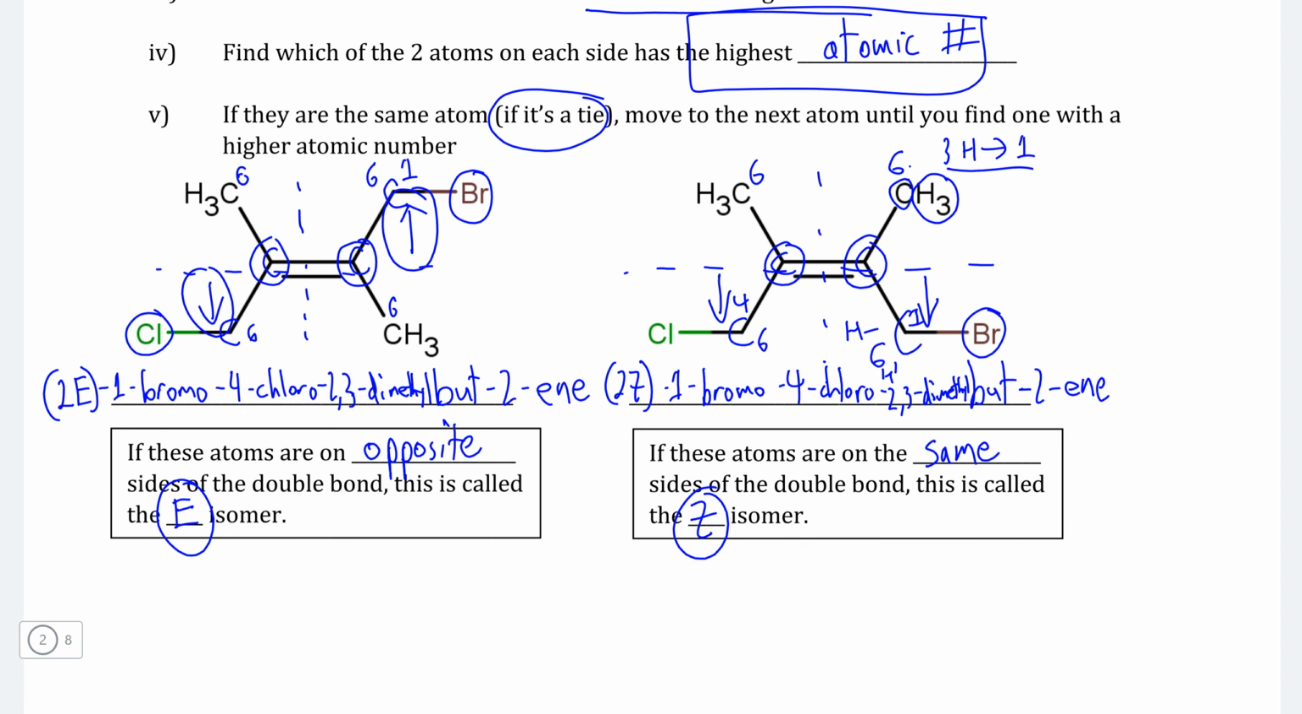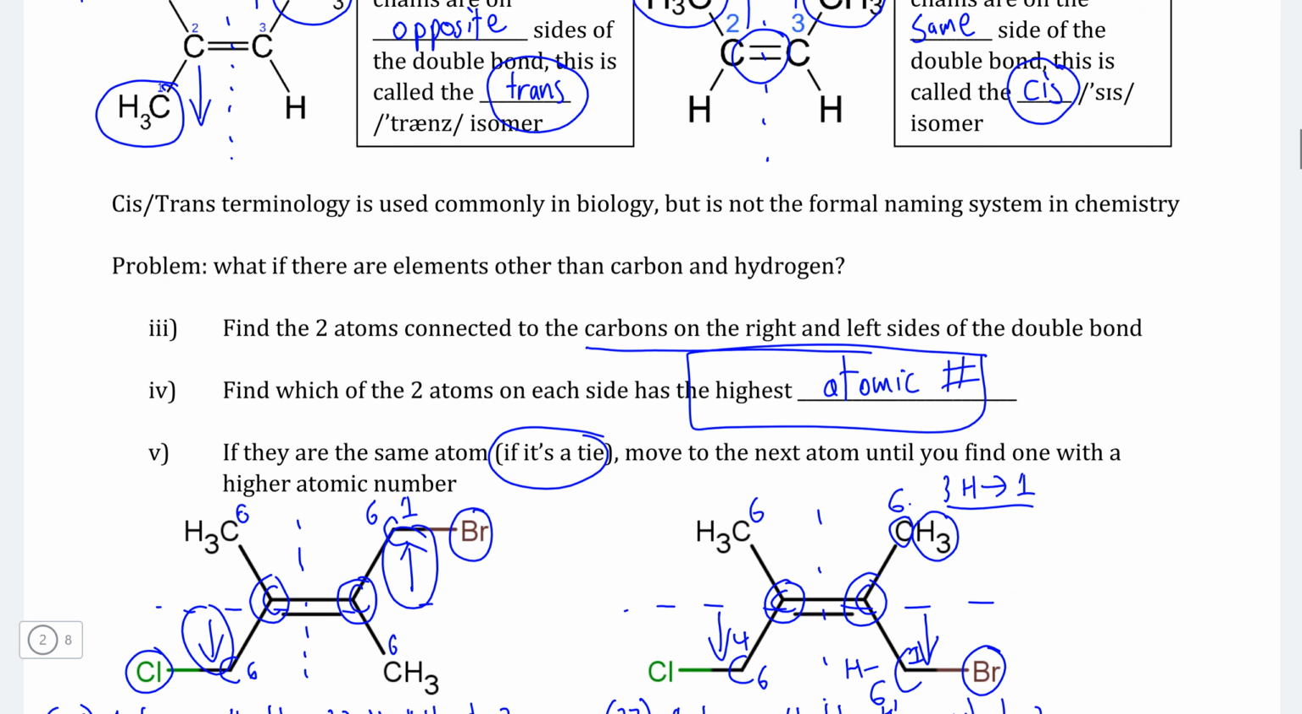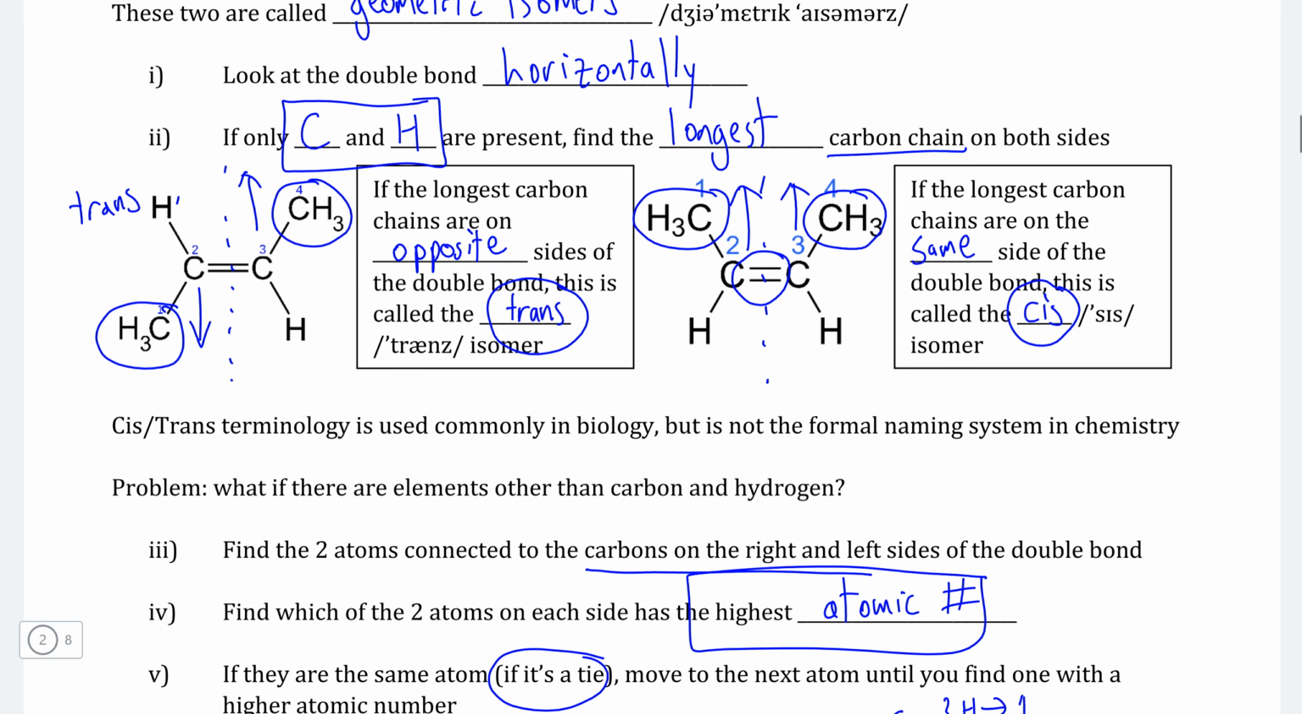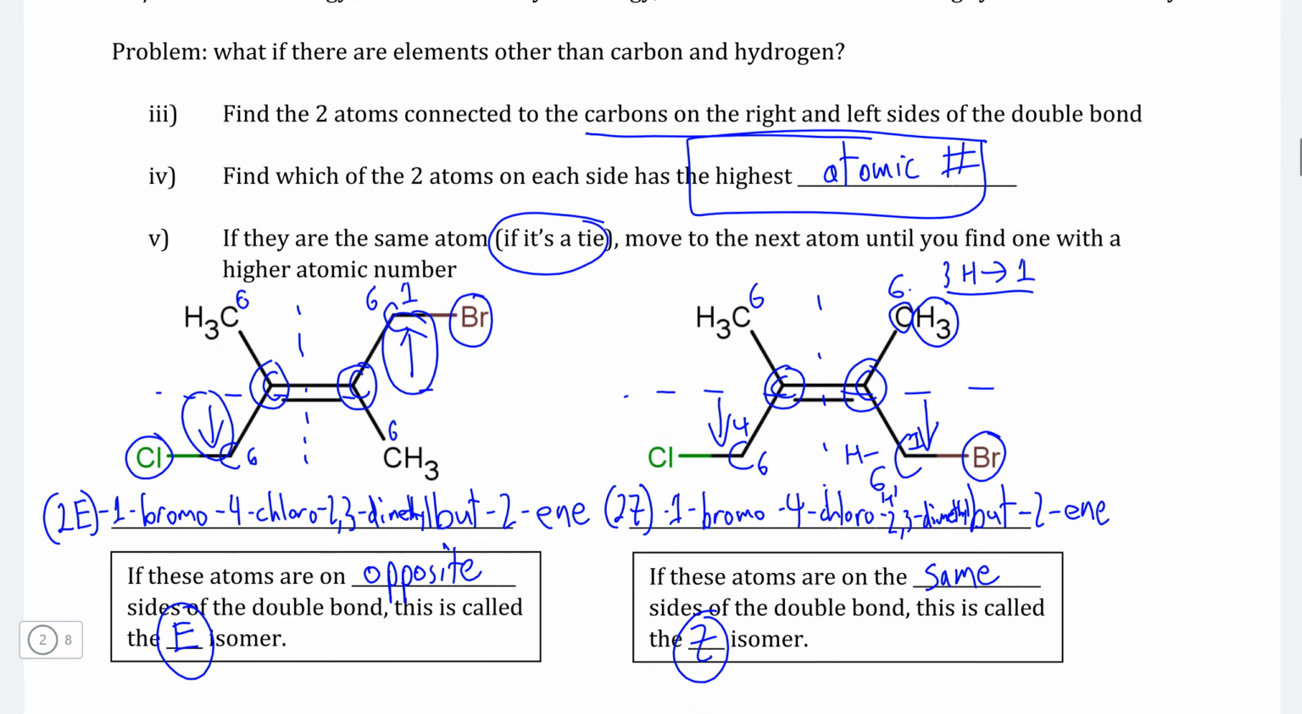So, not surprisingly, the EZ distinction is the source of much frustration in organic chemical nomenclature, but once again, the analogy with cis and trans is basically the same, but instead of looking at the largest carbon chain, instead we're looking for an atom that has the largest atomic number that comes off of the double bond.